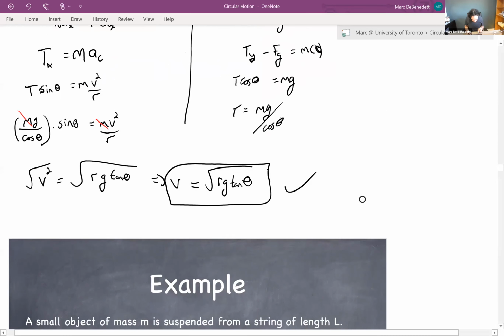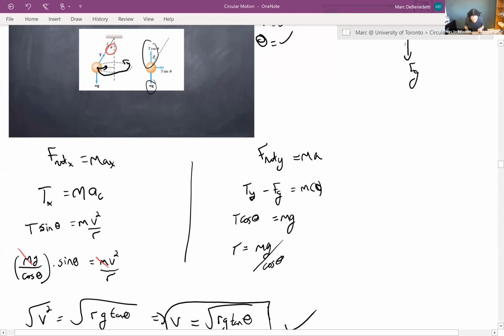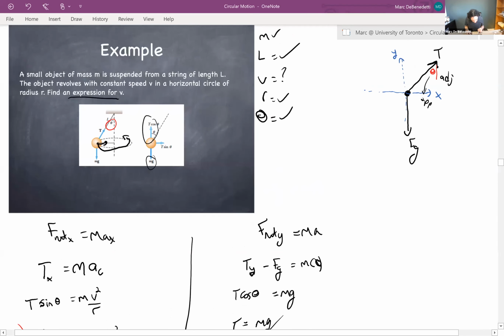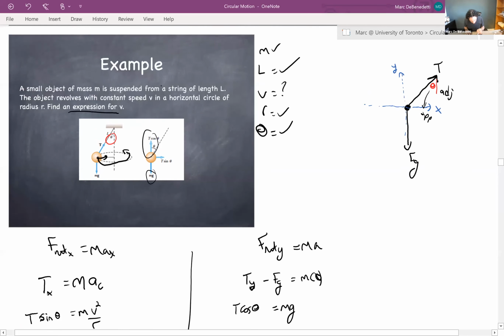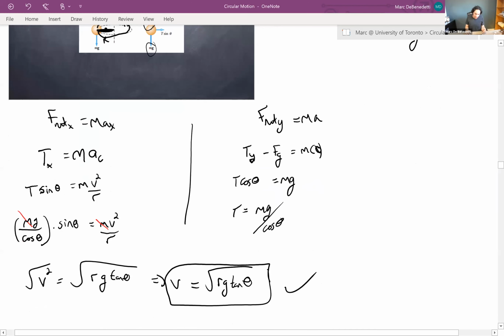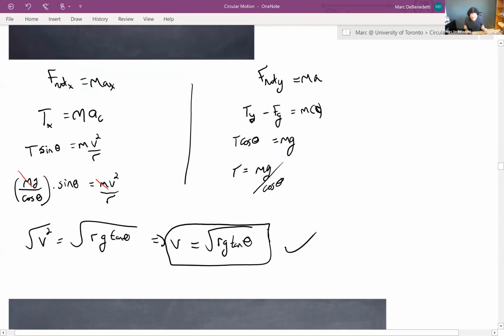Oh, hold on. I'm not quite done. Sorry. We don't have R. Do we have R? A circle of radius R. Oh, but we have L. So L is what's given in the question. R, don't forget, is this distance. We're actually given the hypotenuse. So again, it depends what you're given in the question.